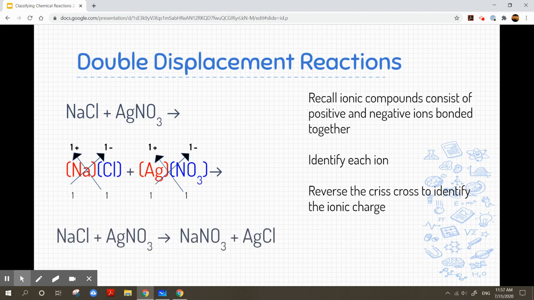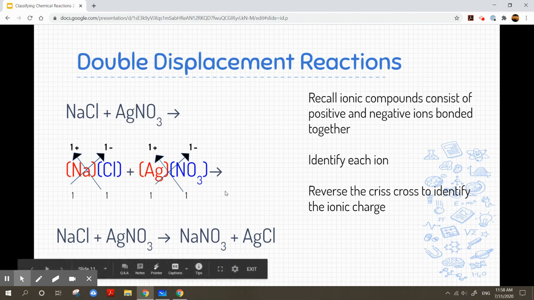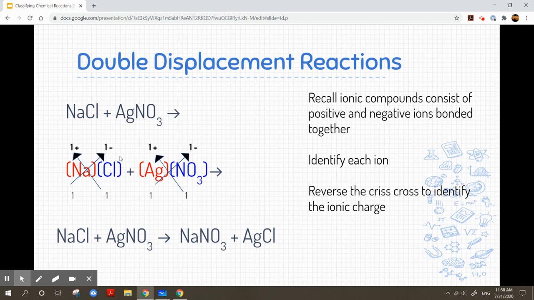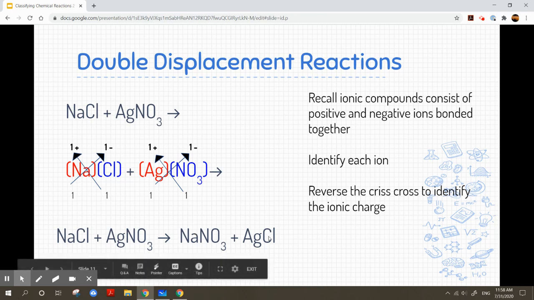Sodium bonding with nitrate, 1 plus and 1 minus, they bond in a 1-to-1 ratio. Silver bonding with chloride, 1 plus and 1 minus, they bond in a 1-to-1 ratio. So here I'm reversing the nomenclature to figure out the charges, and then we use those charges to properly write the ions.